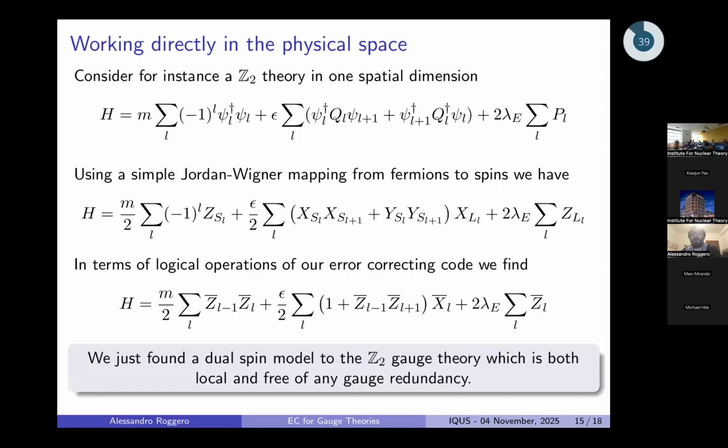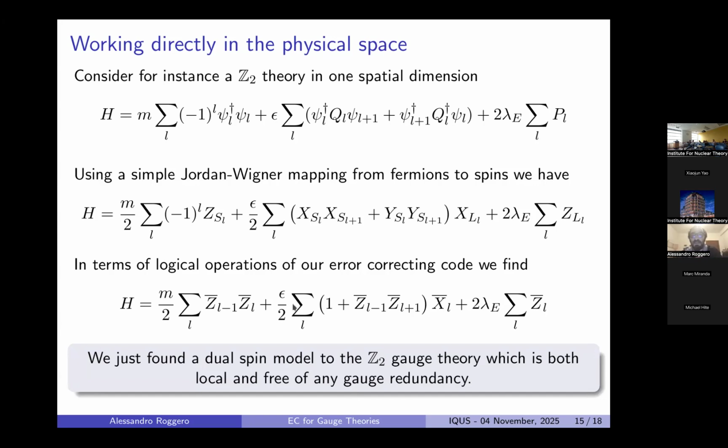Okay, so that's one way of thinking about these mappings, because you can use the quantum error correcting code to find a dual theory to your initial gauge theory, okay, which directly includes the gauge constraints, okay, and allows you to work directly in a subspace which is gauge invariant. So you can forget about gauge symmetry anymore.